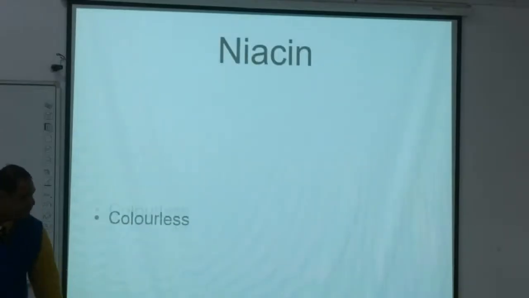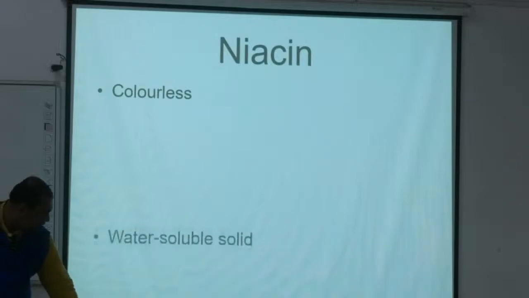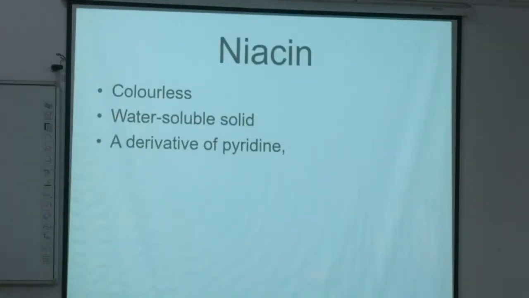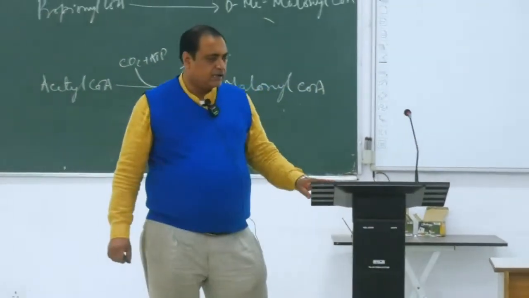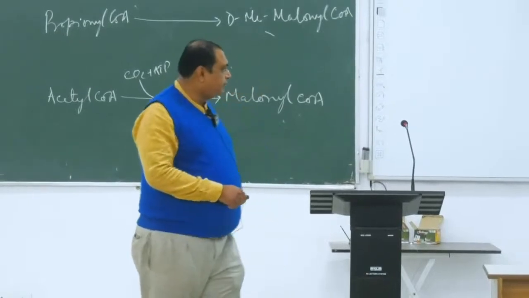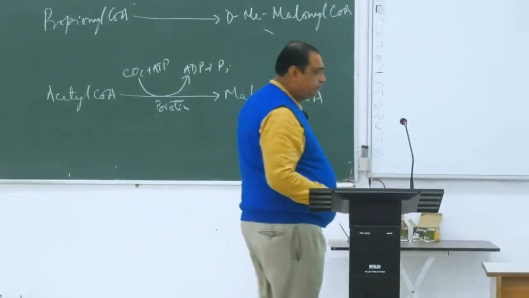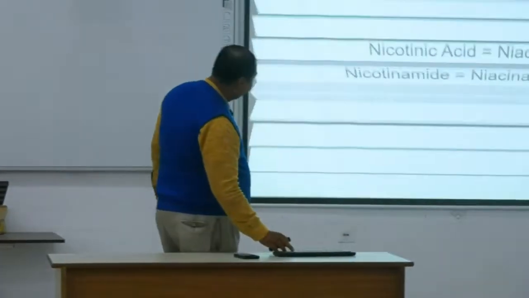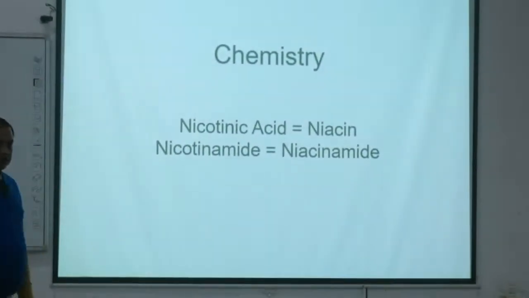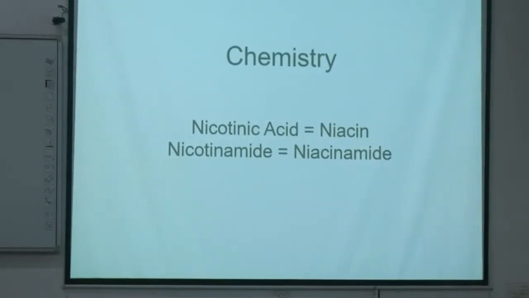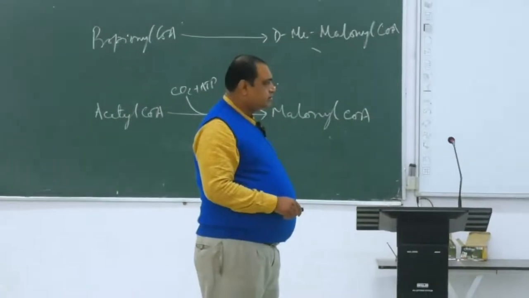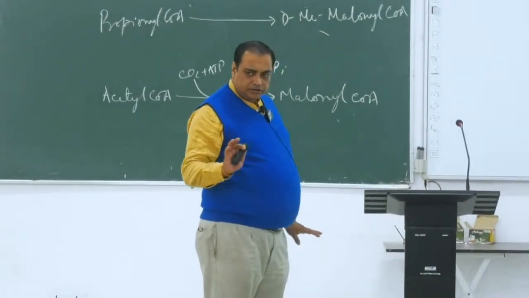Next, niacin. Niacin, it is colorless and it is water soluble and a derivative of pyridine. Now what is pyridine? Let us see the chemistry. It is found in two forms. Nicotinic acid, which is called niacin. Know the names, that's all.